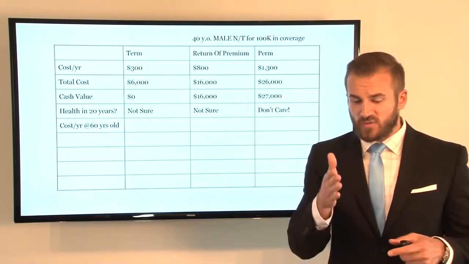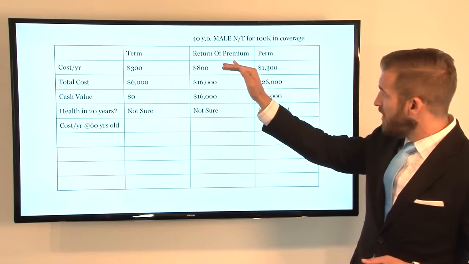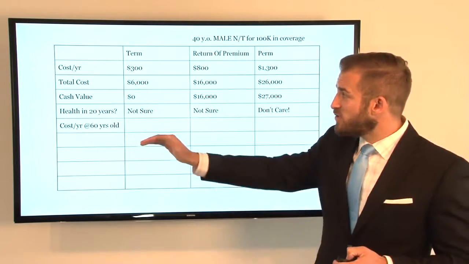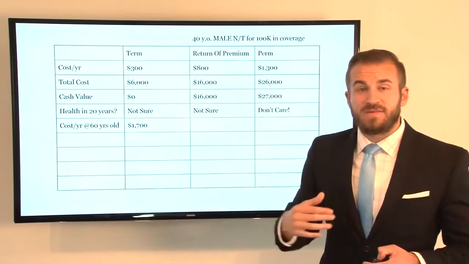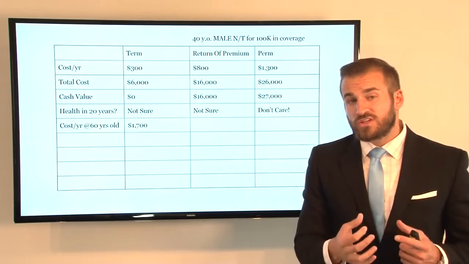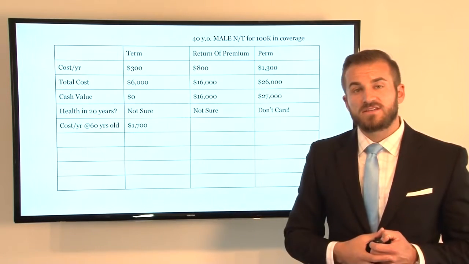All we can really do is look at exactly what the price is today for a 60-year-old male, non-tobacco, for $100,000 in coverage. Well, the fact is it's going to be much more expensive than that term policy. In fact, it will actually be $1,700 per year. Roughly 5 times the original amount moving forward is what you would have to pay for the next 20 years.